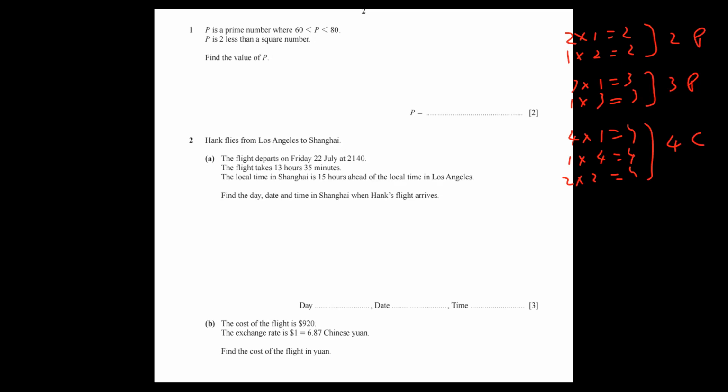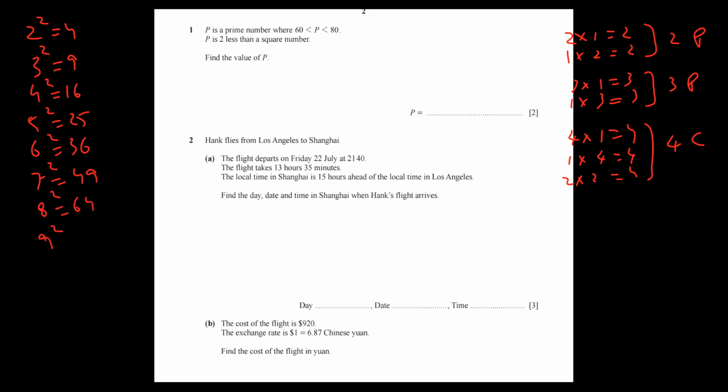Now we have to plan. P is a prime number between 60 and 80, and P is 2 less than a square number. So for the second condition, we need the square number definition. What is a square number? 2 to the power 2 gives you 4, 3 to the power 2 gives 9, 4 to the power 2 gives 16, 5 to the power 2 gives 25, 6 to the power 2 gives 36, 7 to the power 2 gives 49, 8 to the power 2 gives 64, 9 to the power 2 gives 81. So these numbers are called square numbers.